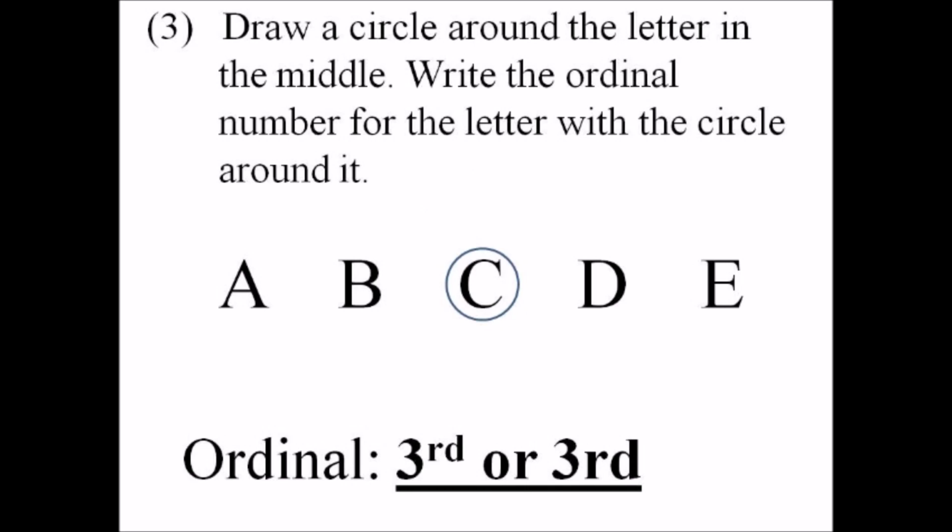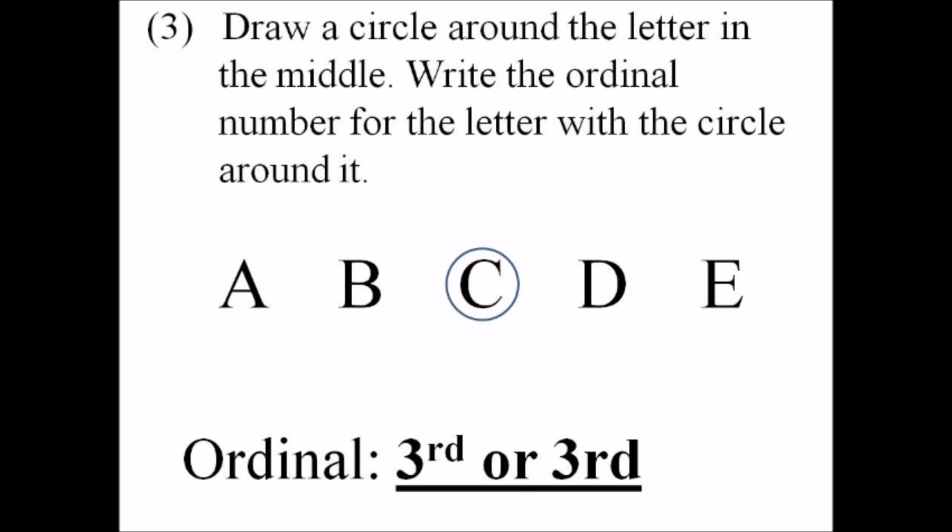Okay. Number 3. Draw a circle around the letter in the middle. Write the ordinal number for the letter with the circle around it. So first, draw a circle around the letter in the middle. That letter in the middle is C. That's straightforward. Now, the ordinal would be, for a second, third. It's third, 3 RD, or 3 with the RD at the bottom, or THIRD, third. And the way you get that RD is from the word third, which is also an ordinal. THIRD spells third. The RD you put with the number for the ordinal number.